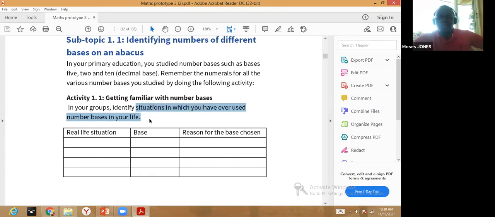This one I want someone to tell me. In your real life, have you seen where number bases are? I know all of us know how to convert and do the changes and everything, but have you come across a real life situation where number bases are used, and where? Who can share with us if you have come across number bases being used and you've seen it directly? Please put up your hand and share with us.